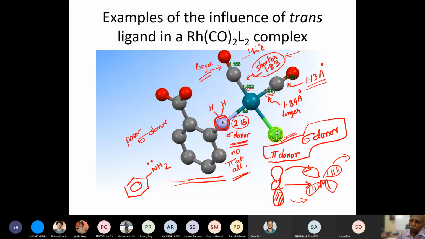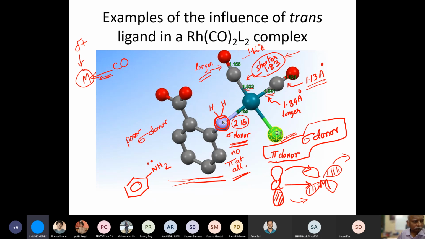Does the electron withdrawing effect of the trans ligand cause the depletion of the sigma electron density from the carbonyl group? Electron withdrawing effect of a trans ligand, can it cause the depletion of the sigma electron density from the carbonyl group? Yeah. If I have electropositive, this is improved. Okay, the sigma. Any other question?